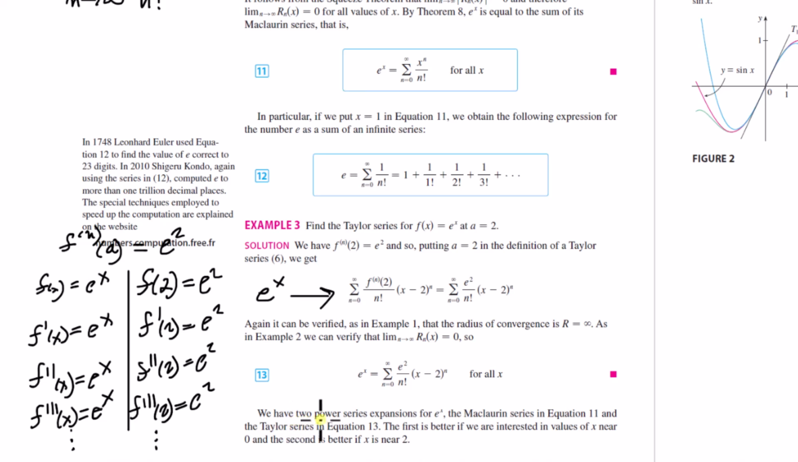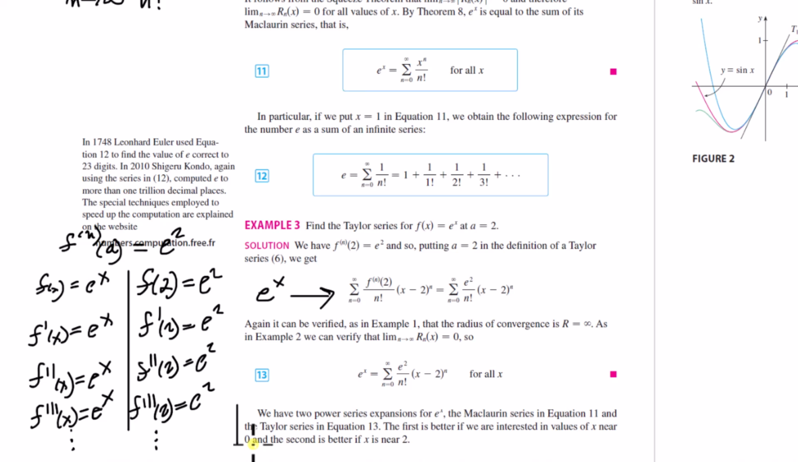So, okay, we have two power series expansions for e to the x. The Maclaurin series in equation 11, so this equation here, and the Taylor series right here. The first is better if we are interested in values of x near 0, and the second is better if x is near 2.